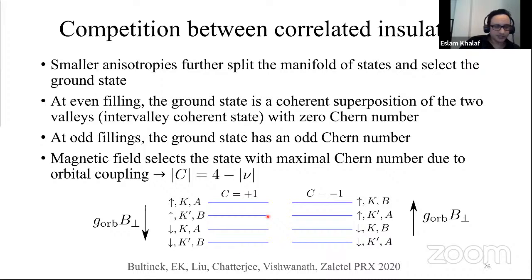And what this does is the following. The out-of-plane magnetic field introduces some orbital coupling that would reduce the energy of some of the Chern plus bands compared to the Chern minus bands. And this would select the state that has the maximal Chern number. So you want to fill, let's say, Chern plus first before filling the Chern minus. And this tells us that if we apply a magnetic field, we'll select a different ground state whose Chern number is given by this expression, 4 minus the filling.